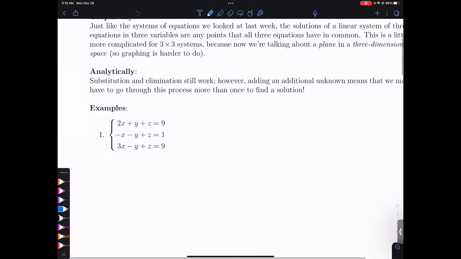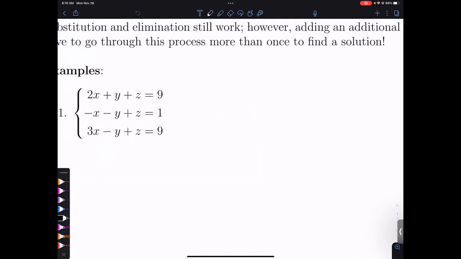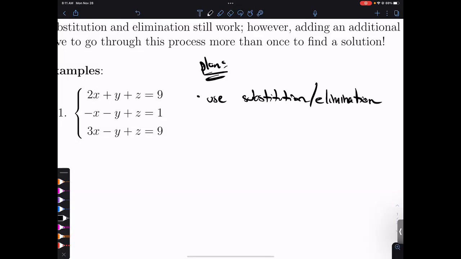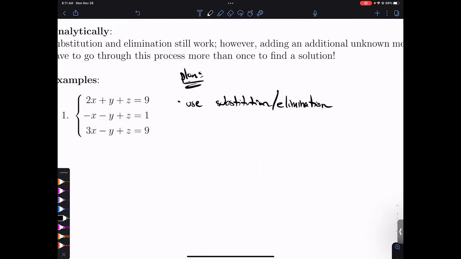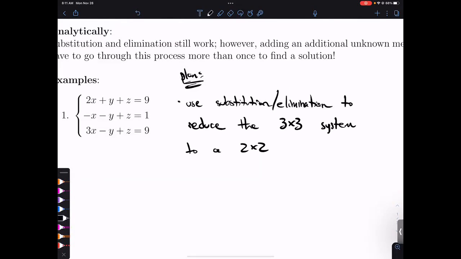So our goal is, let's make a plan. Use substitution, elimination, either, both, whatever, to reduce the 3x3 system to a 2x2 system, then solve, and then just work our way back up, right?